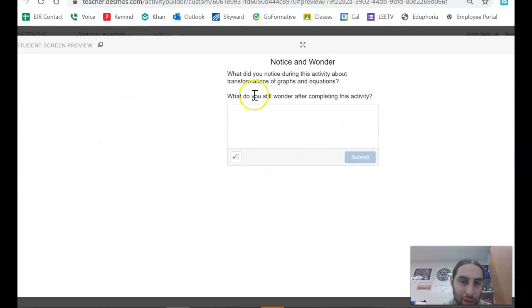All right, last one. What do you notice during the activity about transformations of graphs and equations? What do you still wonder? And then you can fill this in on your own.